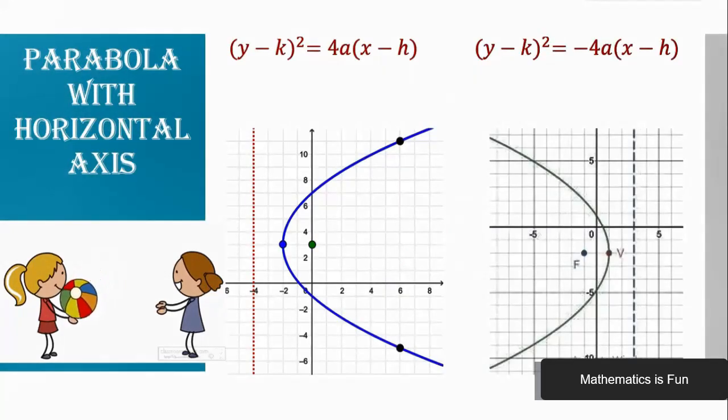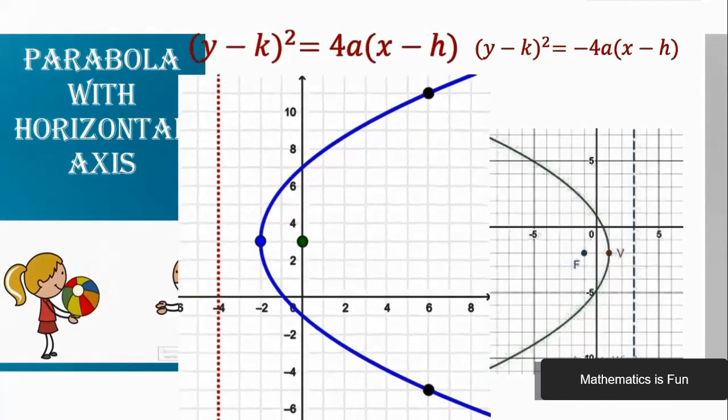Let's now discuss different types of parabolas. First, we are going to discuss parabolas with a horizontal axis of symmetry. Here you can see that in both equations the quadratic term is y and the linear term is x. Here a is the distance between the focal point and the vertex of the parabola, and h and k are the coordinates of the vertex.